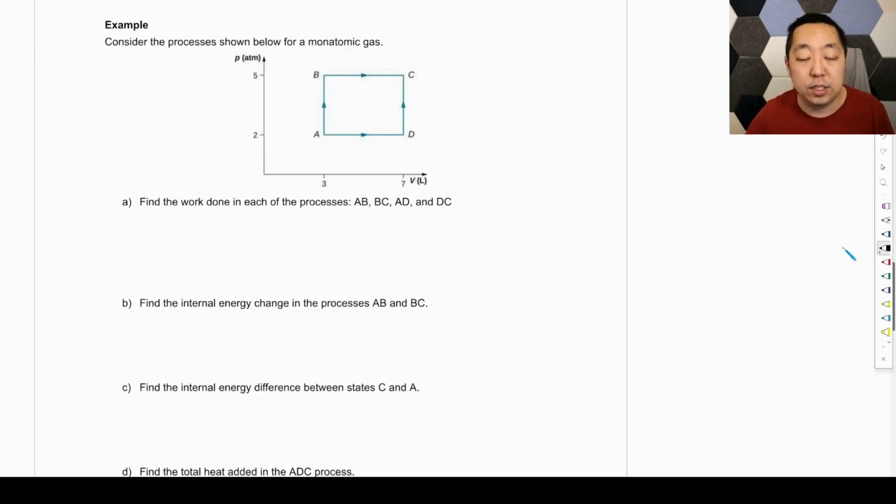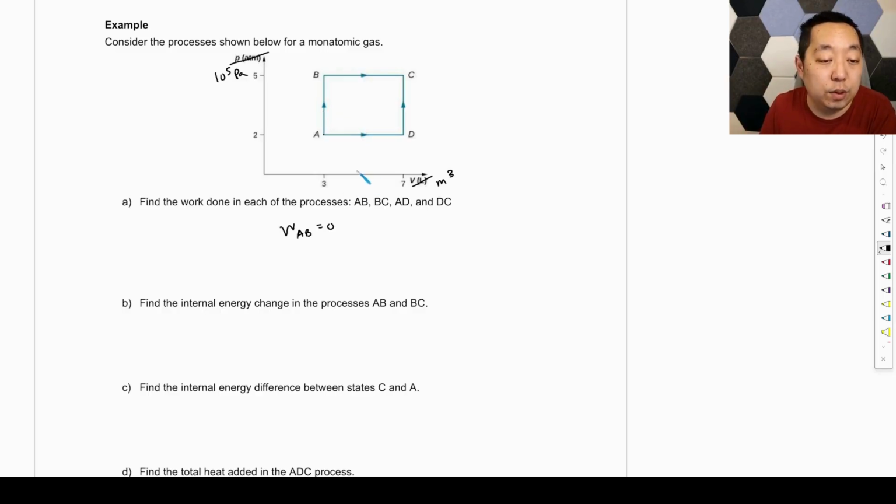Okay, let's take a look at this other process here. Find the work done, and again, I'm going to change these units to 10 to the 5th pascals and cubic meters, so we don't have to deal with the unit conversion. Find the work done in each of the processes. From A to B, there's no change in volume, so the work is 0. The gas is not being compressed or expanded. There's no displacement, so that work is 0.